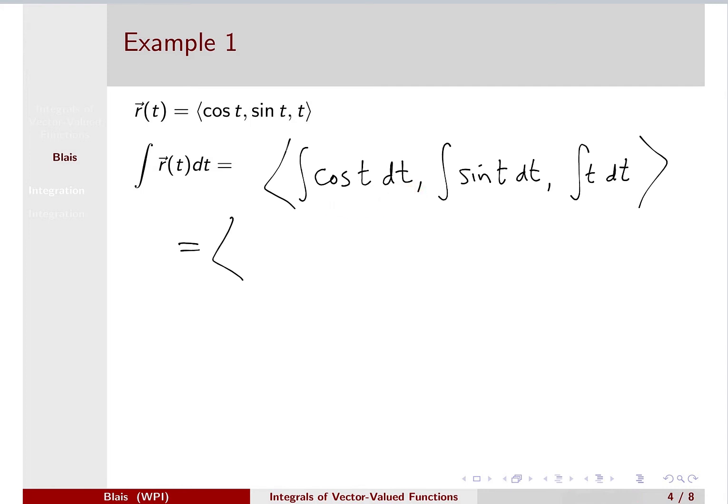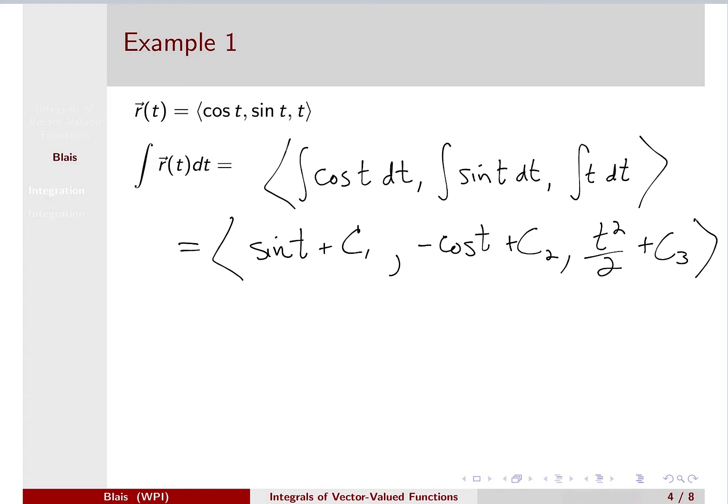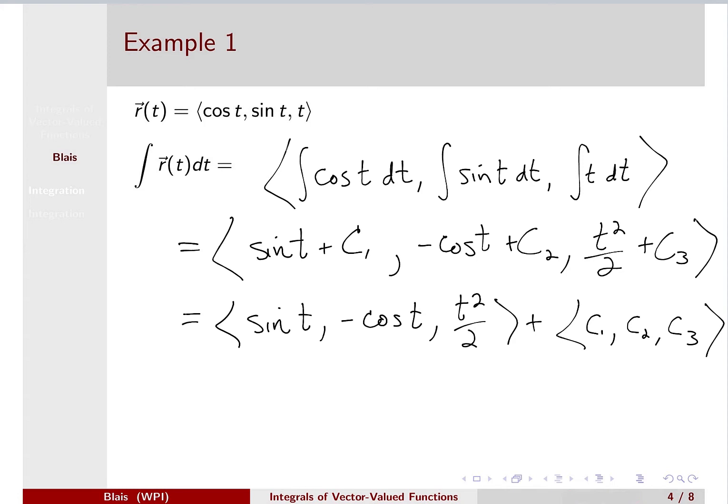And we can do each of these as we have when we learned integral calculus. So the antiderivative of cosine of t will be sine of t plus, say, c1. The antiderivative of sine of t would be minus cosine of t plus a constant, say, c2. And then the integral of t dt would be t squared over 2 plus c3. And we can see we can break this up into the sum of vectors: sine t, minus cosine t, t squared over 2, plus c1, c2, c3. And in this way, this would be our capital R of t plus our constant vector c.